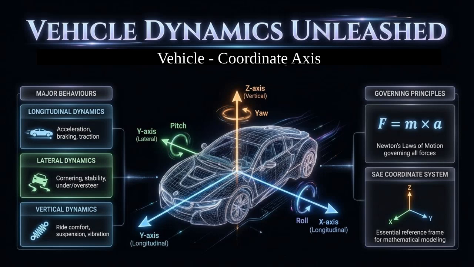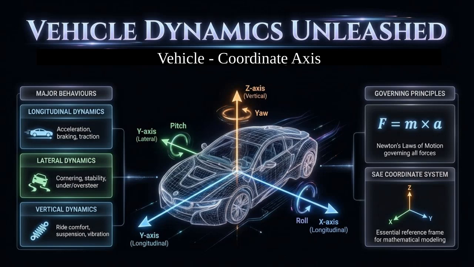To analyze vehicle motion, we first define a coordinate system. This coordinate system follows the Society of Automotive Engineers, or SAE, reference frame. The x-axis represents the longitudinal direction, which is the forward motion of the vehicle. The y-axis represents the lateral direction, and it is positive toward the left side of the vehicle. The z-axis represents the vertical direction, pointing upward.